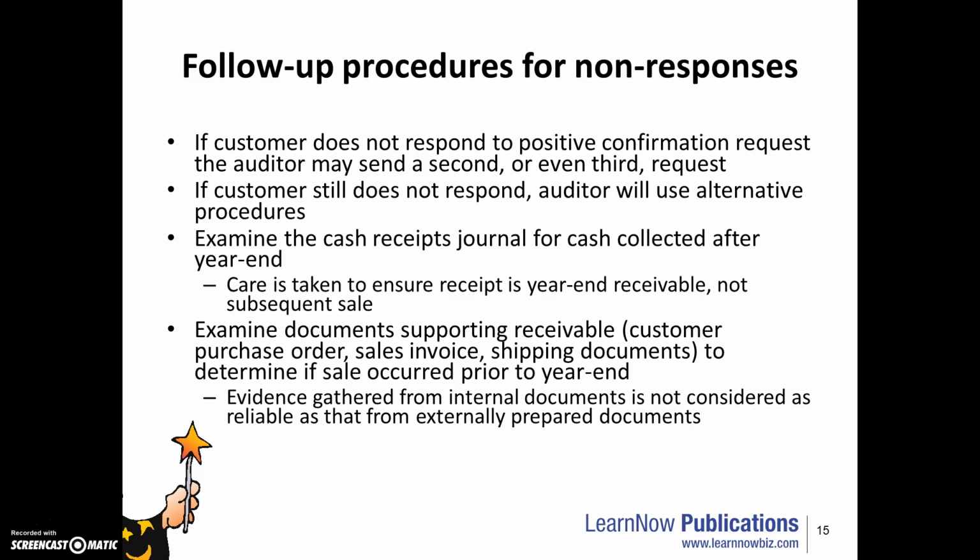If they don't respond to the first request, they may send a second, third, maybe fourth request. If the customer still doesn't respond, they'll use an alternative procedure. They'll examine the cash receipts journal for cash collected after year end. They'll examine documents supporting the receivable, such as the purchase orders, invoice, shipping documents. And it's important from the perspective of cut-off. Have these transactions occurred prior to year end? It's not as reliable as the externally prepared documents though.